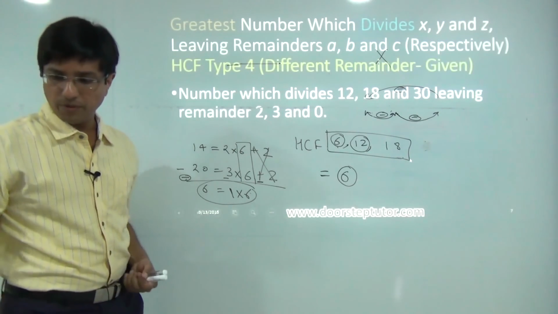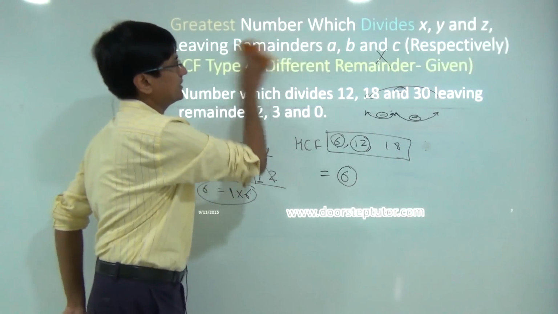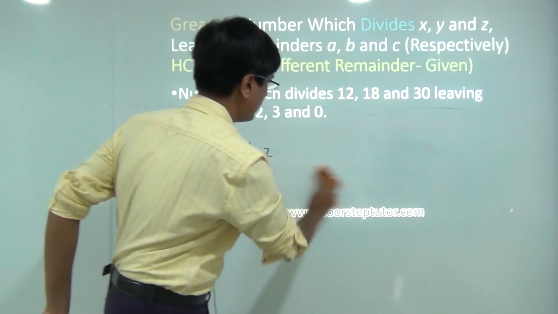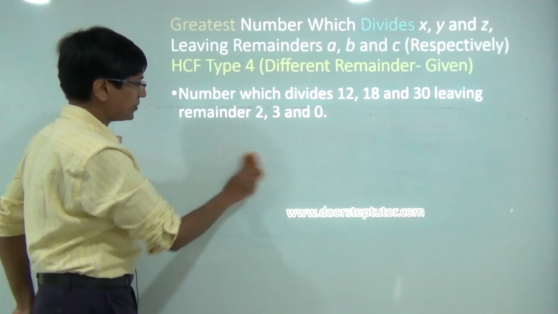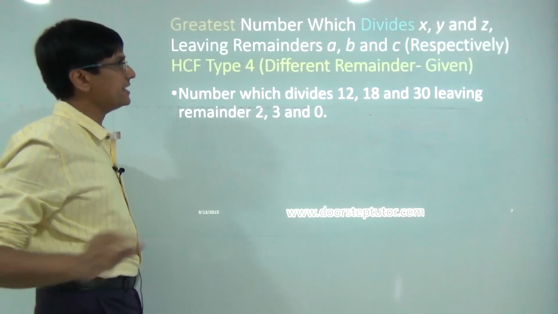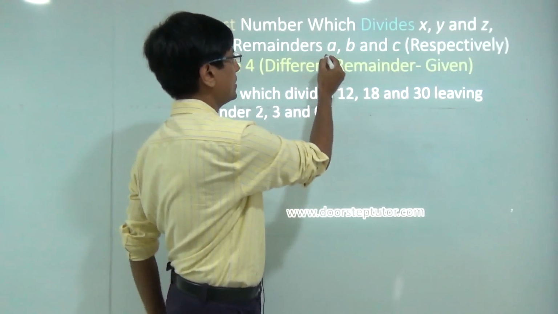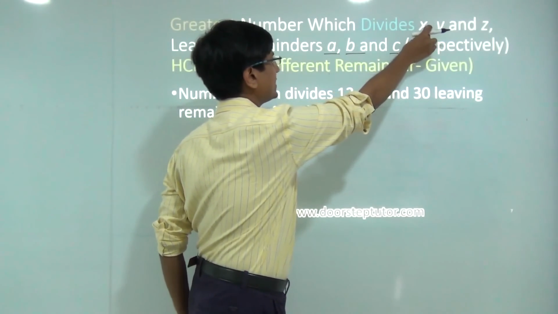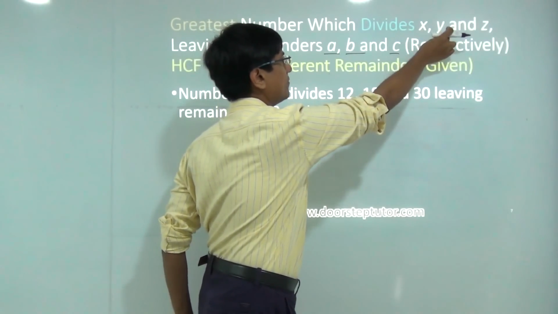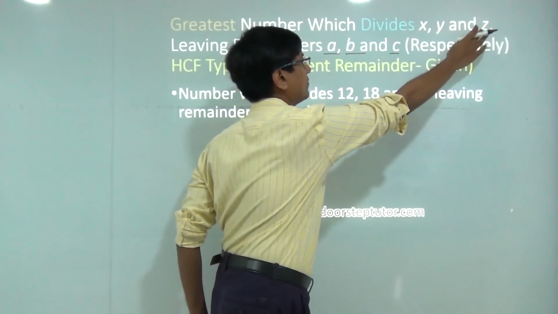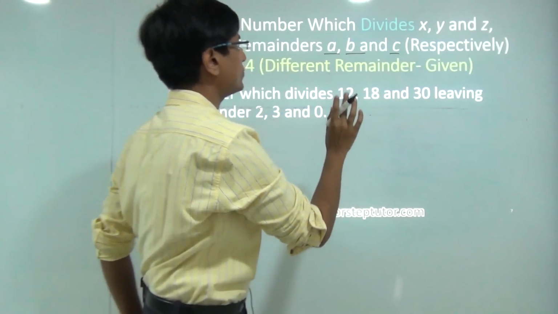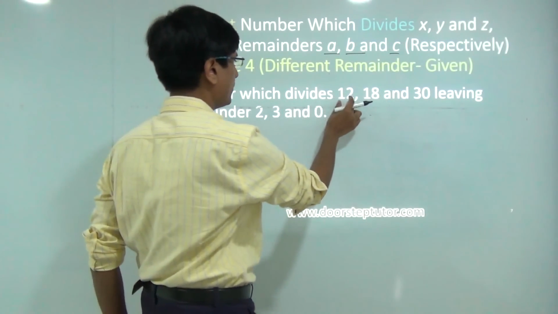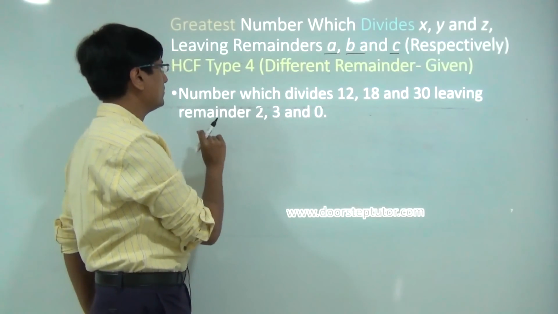Let's move on to the next problem. In this case, again we are given a set of numbers. We have to find out a number which divides those numbers, and in each case it leaves different remainders, right? So when we have to find out a number which when divides x leaves remainder a, when it divides y it leaves remainder b, and when it divides z it leaves remainder c. Let's understand this with an example.